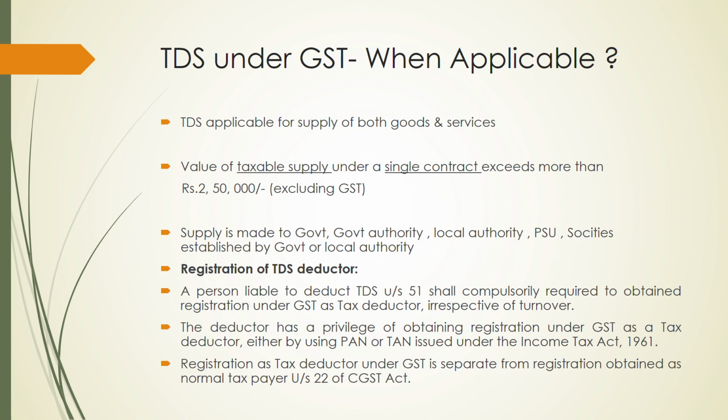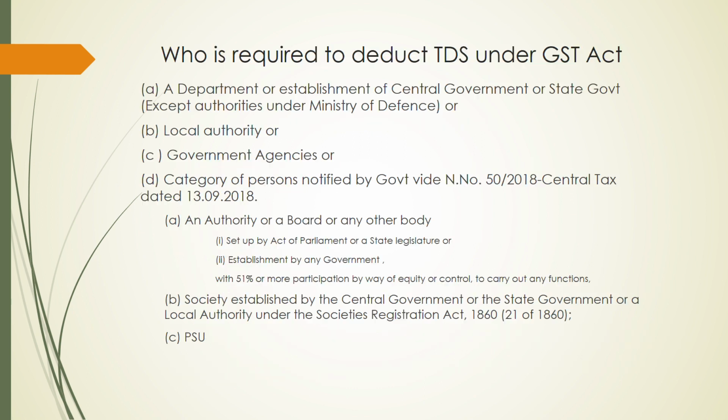by their TAN also. And this registration as tax deductor is completely different from the normal registration which is required under section 22 of the CGST Act. So even if a person is already registered under the GST Act, still if the TDS provision is applicable to them, they need to obtain separate registration for deduction of TDS under the CGST Act or GST.